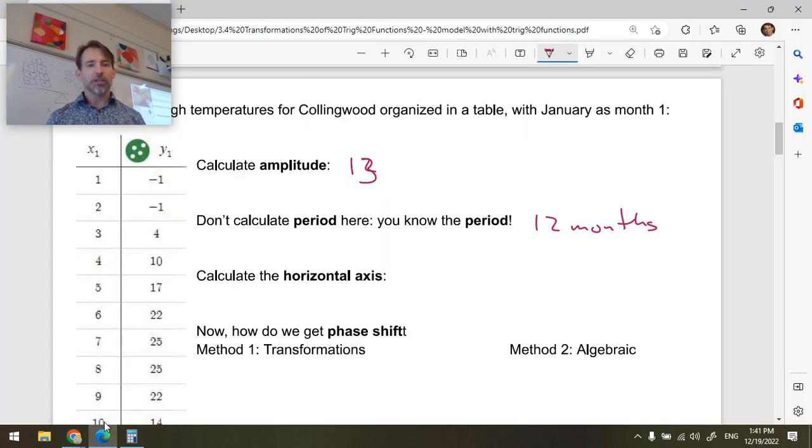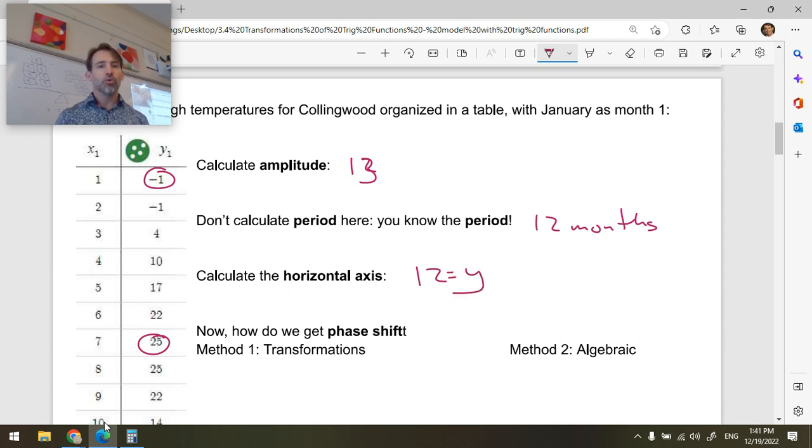The horizontal axis for this, go to the maximum and subtract the amplitude. It gives you 12. Notice if I take the minimum and I add the amplitude, I also get 12. So that checks out. So 12 equals y.